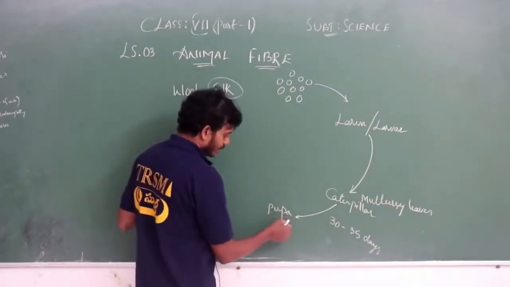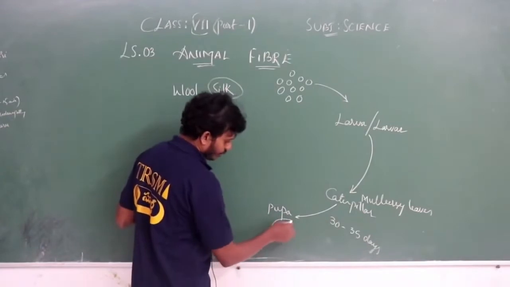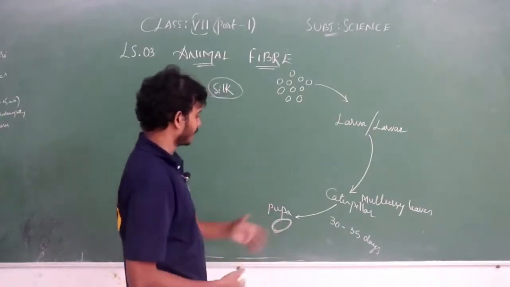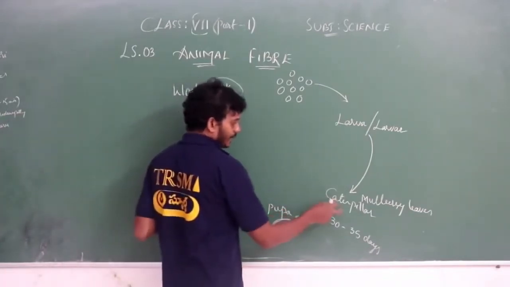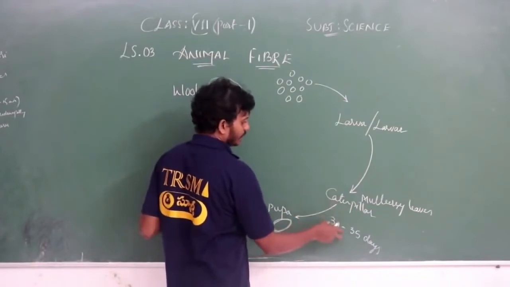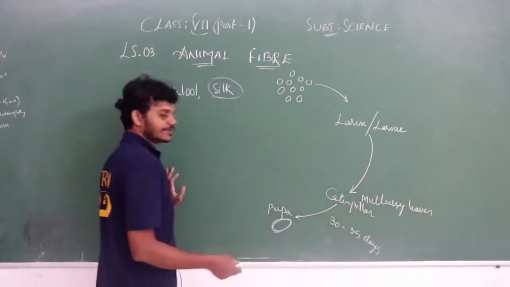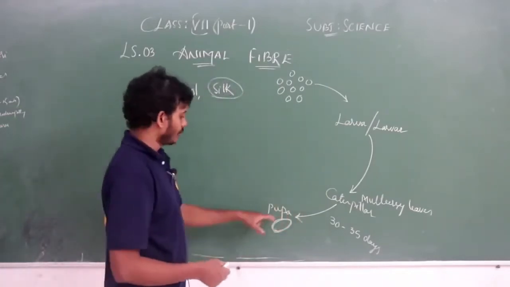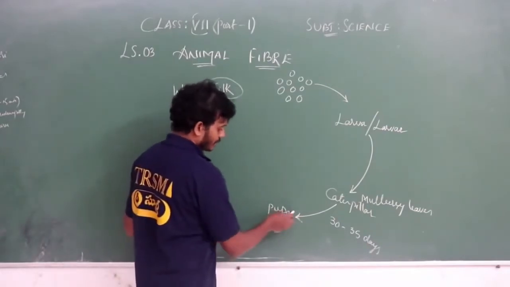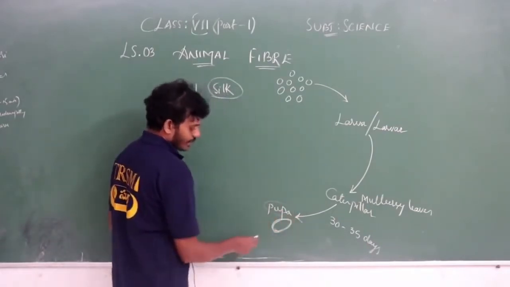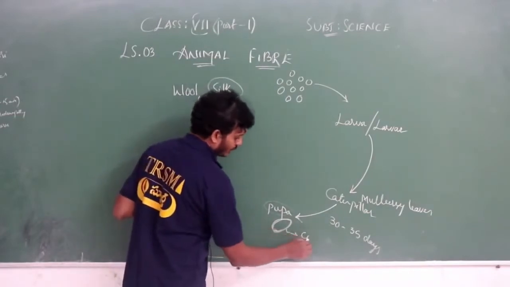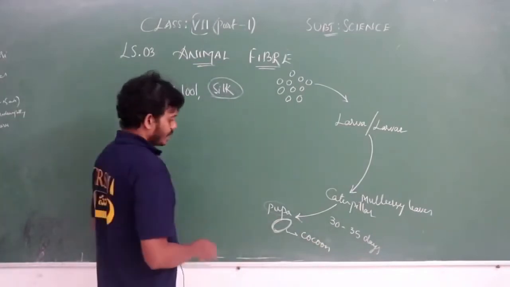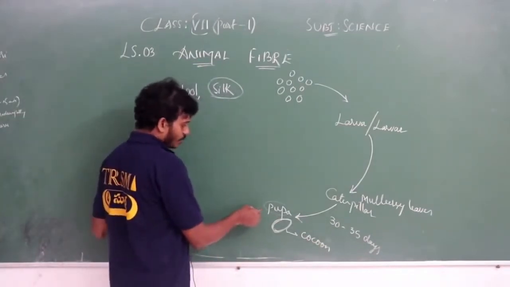Here we see the formation of cocoon. Just understand this well now, I'll explain you clearly after this. So this caterpillar eats the leaves for nearly 30 to 35 days, 4 to 5 weeks. Then it develops into another stage. We call it the pupa stage. And here this is nothing but the cocoon. Cocoon, C-O-C-O-O-N, is formed.